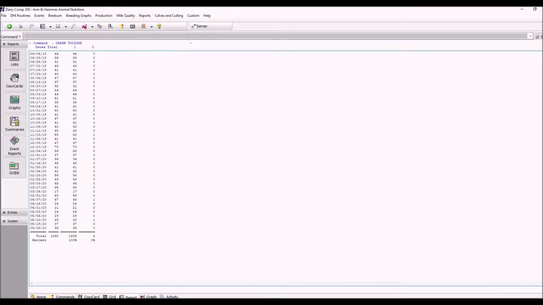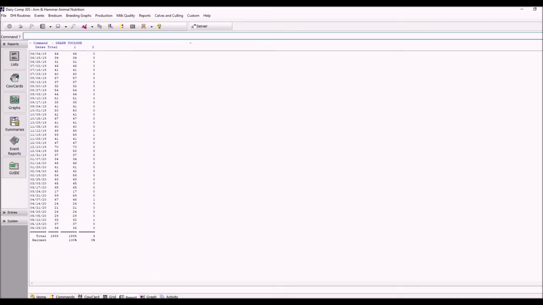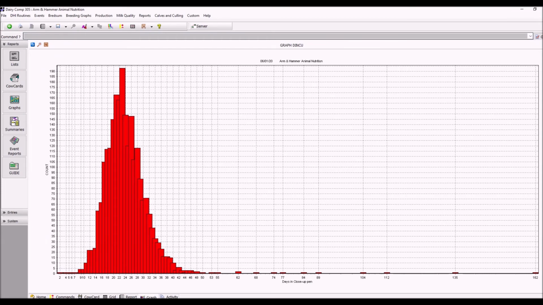To answer that question, we're going to use also the graph command, but in this case, instead of the toClose event, we're going to use graph, and we're going to use days in closeout. And basically what we're seeing here is the distribution of the data, how the data is contributing. If we remember in the previous commands, the average was 24, but now we can see how the data is contributing to that number.